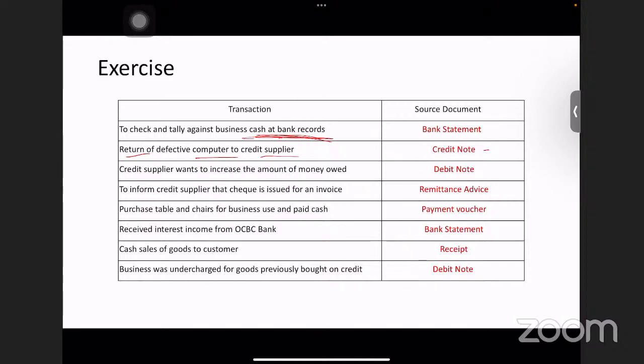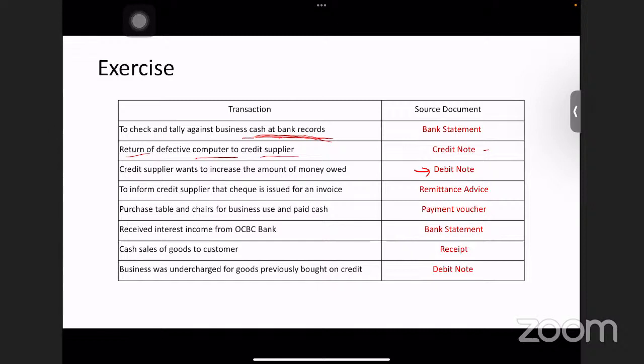So the fact that the supplier wants to charge me more, the supplier wants to increase my amount, means what? Means he didn't charge me enough, right? He charged me too little. He charged me less. So I'm being undercharged. Therefore, this is a debit note. So sometimes the questions may not be very straightforward.